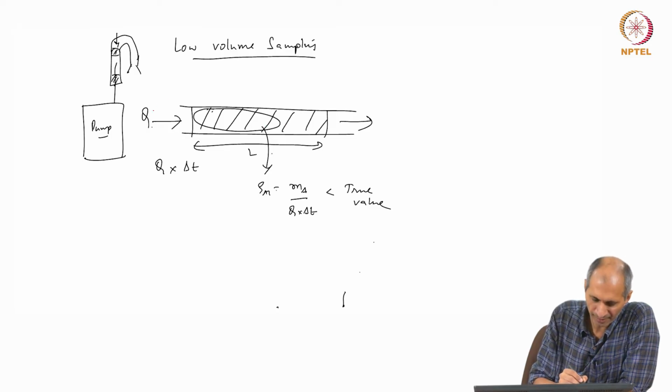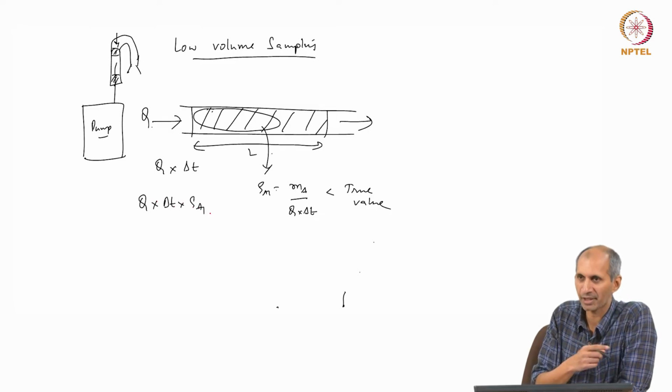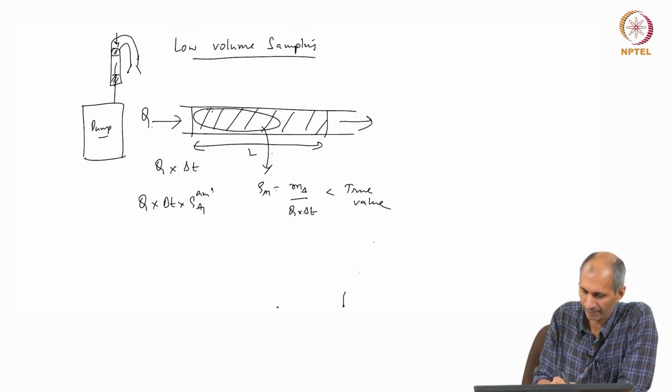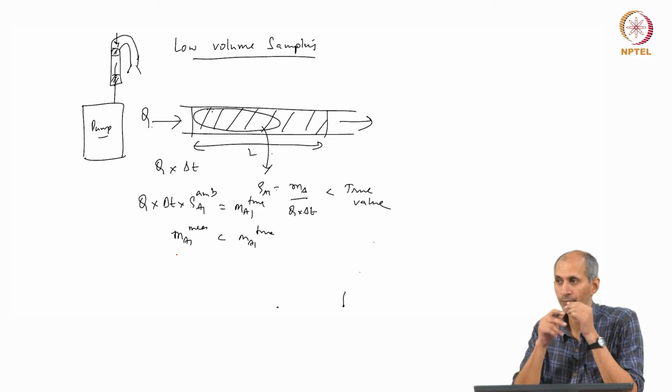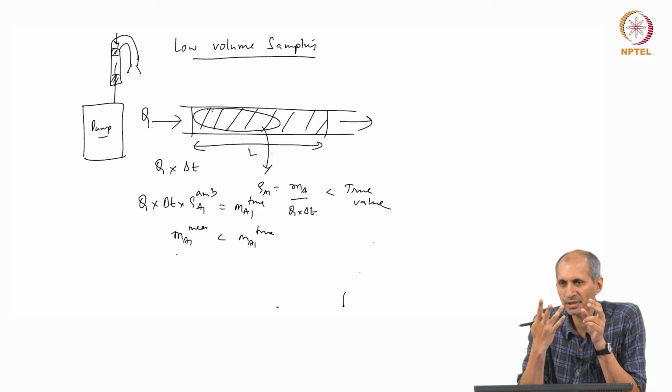So the amount you are expecting is Q into delta T into rho A1, this is the ambient air concentration, right. This is what you would expect, this is the total amount MA1. But if you are measuring MA1 measured less than MA1 true ambient, under what conditions is this possible? There are two conditions under which this is possible. One of them is very straightforward. So I put a tube and I forget about it and go for 25 days and come back after 25 days. What could have happened?